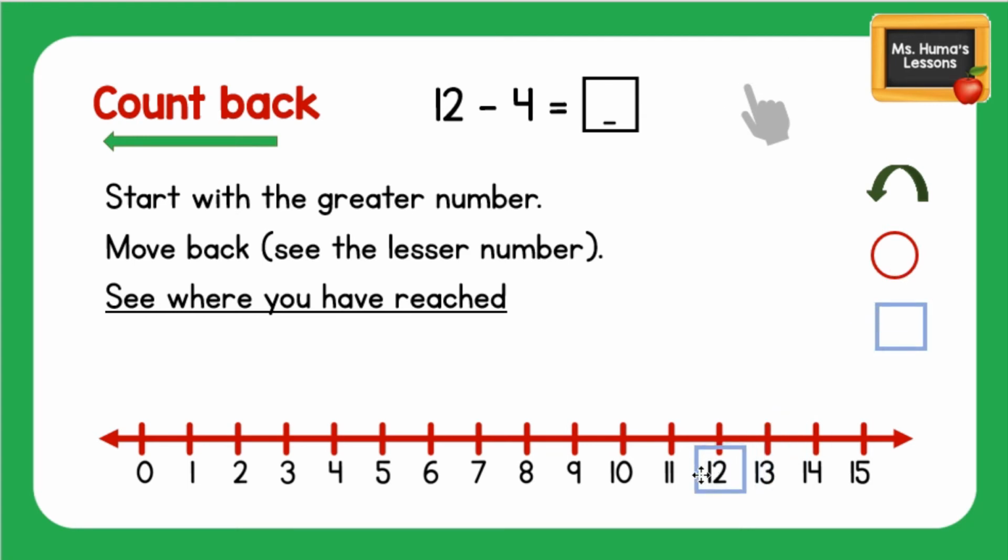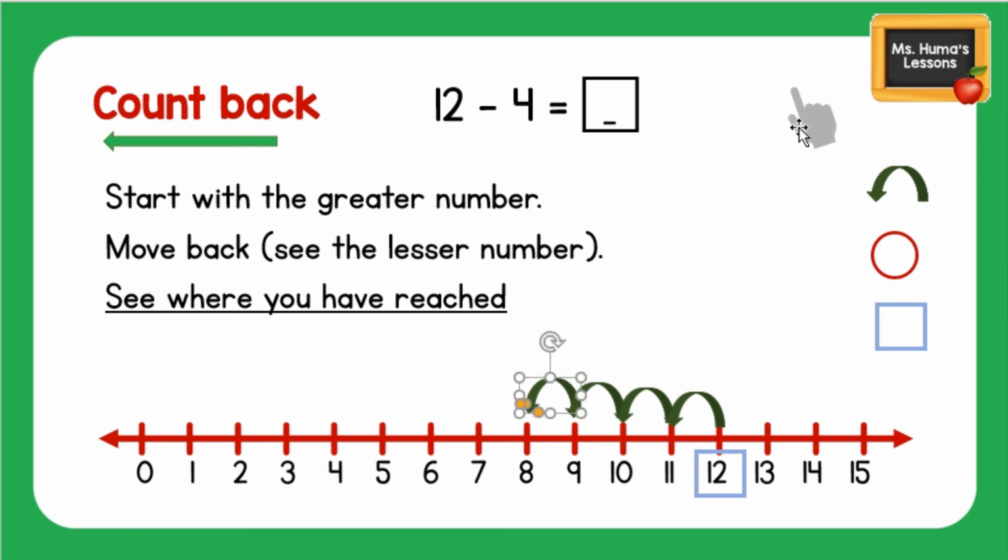Let's make a square here. So I'll know that I have to start from here. Then I have to make backward moves. Move back, see the lesser number. This lesser number will help me to know how many jumps I have to make, but this time I don't have to move in the forward direction, I have to move in the backward direction. That's why it's called the count back method. So I'm going to make 4 jumps starting from 12. So let's see, 1 jump, then 2 jumps, then here comes the third one, and finally the fourth.